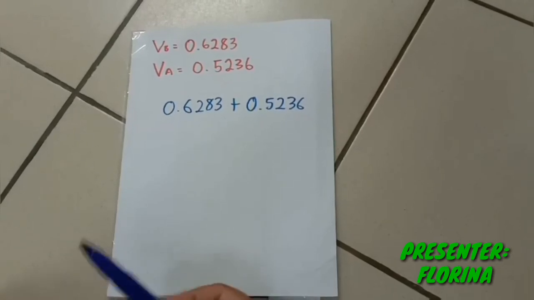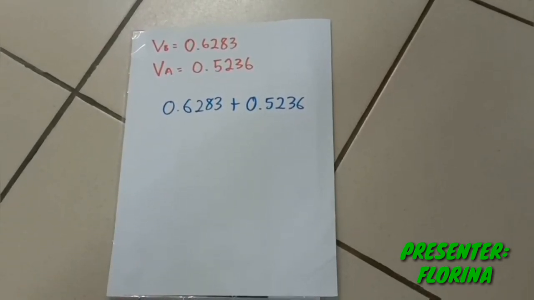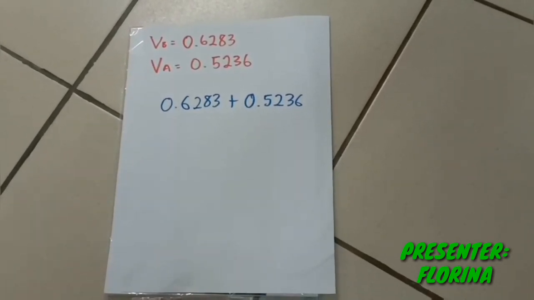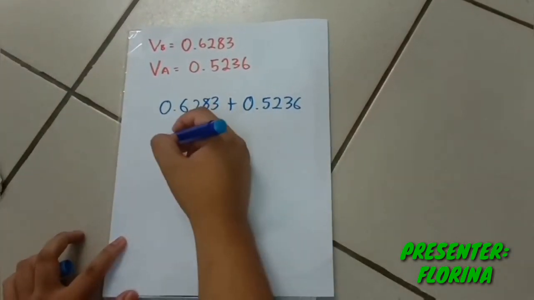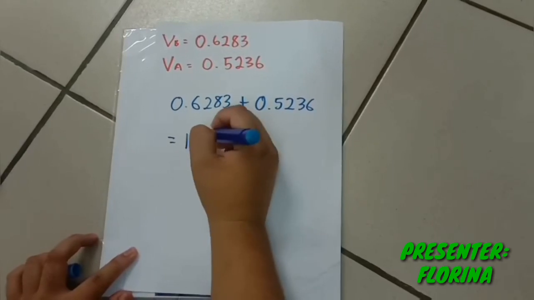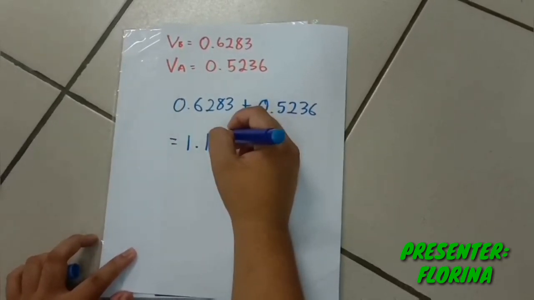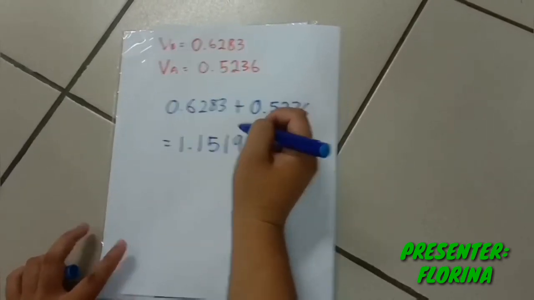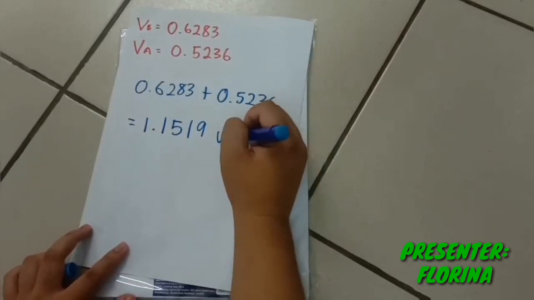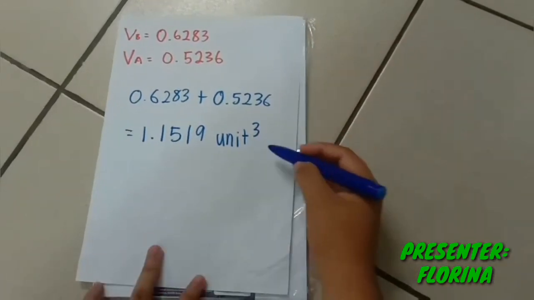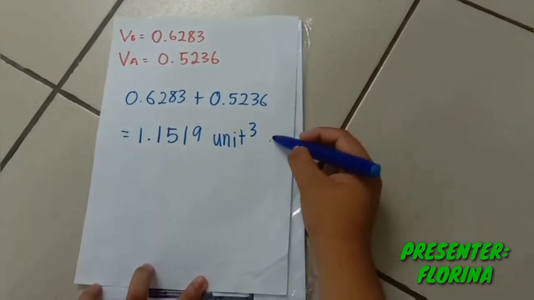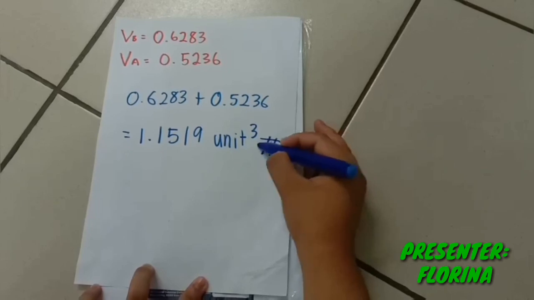Then we calculate it, use calculator, and find the final volume that we will get is 1.1519 unit cube. So this is the final volume for this question, and that's it for me.